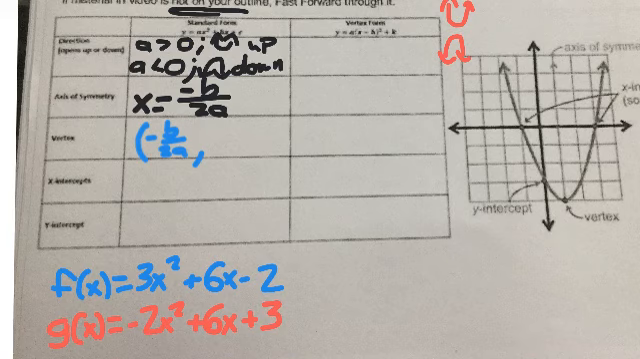And then to find the y value, we will simply plug in our x value to our original function and find what the y value is. So the way we symbolize that is the y value is f of negative b over 2a, which just means we're plugging that x value, negative b over 2a, in and finding the y value.